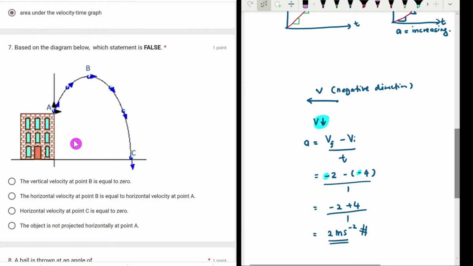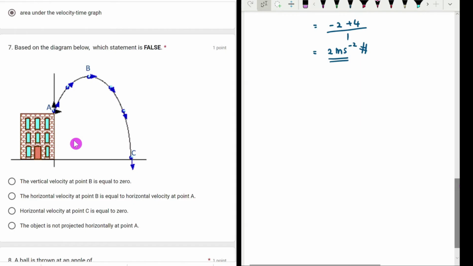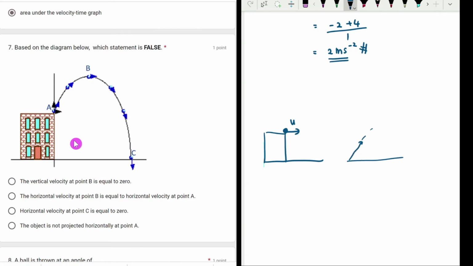Okay, so kita ada dua kan, kita belajar. Projected horizontally. Contoh kita ada macam ni, table. Projected horizontally. Ataupun kita projected an object at an angle of theta. Okay, so here we have theta. So we have here U. We need to resolve into Ux and Uy. Okay, so now let's read the answers.